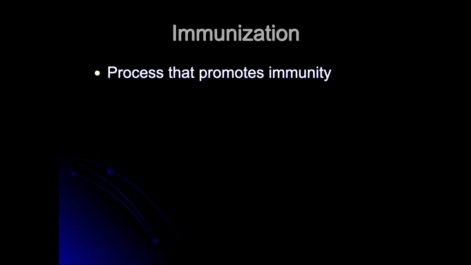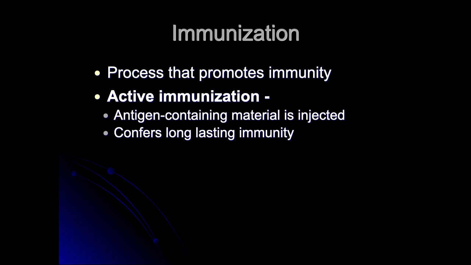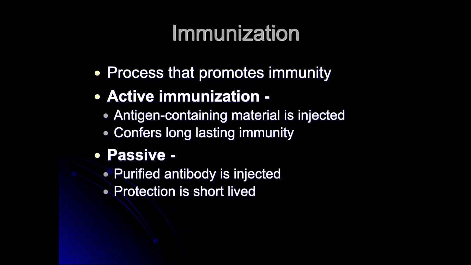Immunization is a process that promotes immunity. Active immunization: antigen-containing material is injected, confers long-lasting immunity. So active immunization would be you get a vaccine. Passive, you're getting just the antibodies. So in active, your body produces the antibodies. You get a shot, the flu shot, whatever shot you get, and your body produces its own antibodies. Passive is used in things like rabies, where you don't have enough time for your body to build antibodies. So what they do is they directly inject antibodies into you, and that's passive. Another way to get passive immunity is that infants get passive immunity from their mother when they are nursing and also through the umbilical cord.